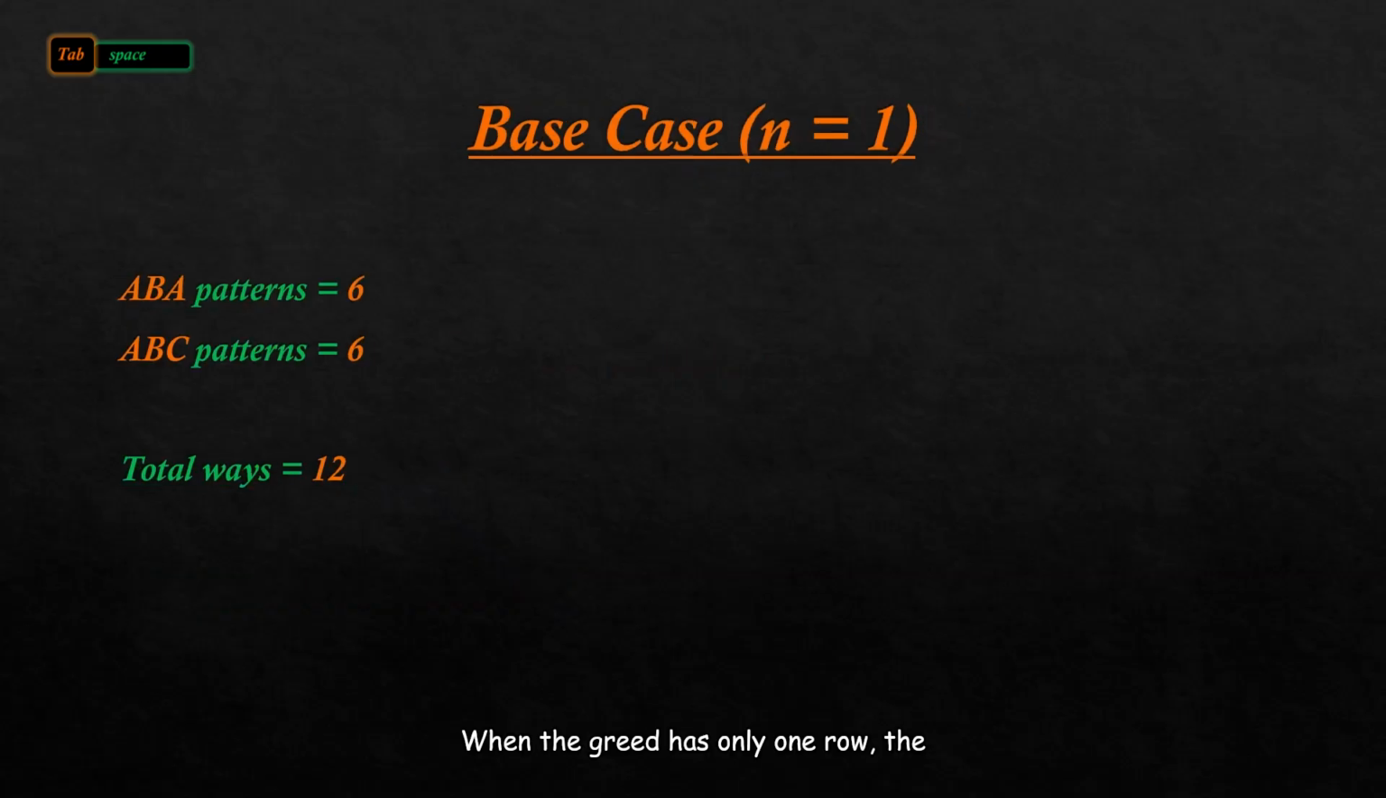When the grid has only one row, the solution is straightforward. There are 6 ABA patterns and 6 ABC patterns, giving us a total of 12 valid colorings. This serves as the base case for our dynamic programming solution.